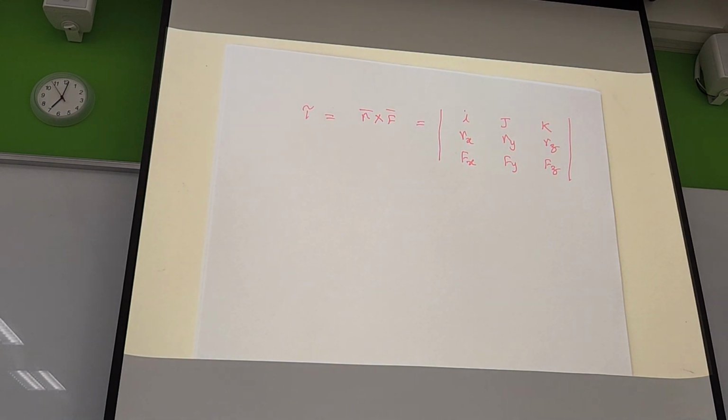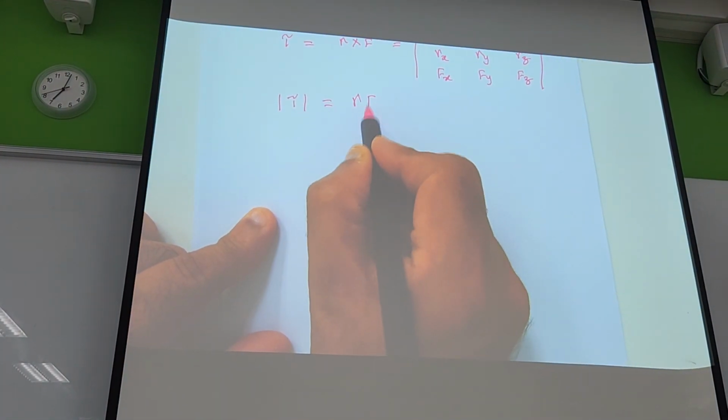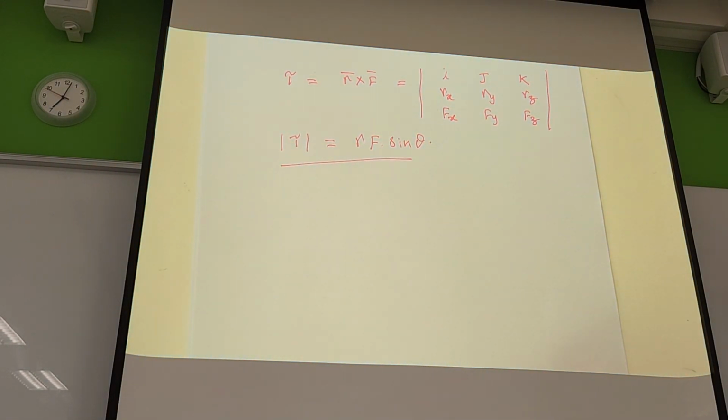In vector form, you can write it like a 3 by 3 determinant. The first row is the unit vectors. The second row is the coefficients of the position vector, meaning Rx, Ry and Rz. The third row is the components of the force, X component, Y component and Z component. You can evaluate this determinant and find the torque acting on the system. Simply, the magnitude of torque will be R F into sin theta. So this is the magnitude.